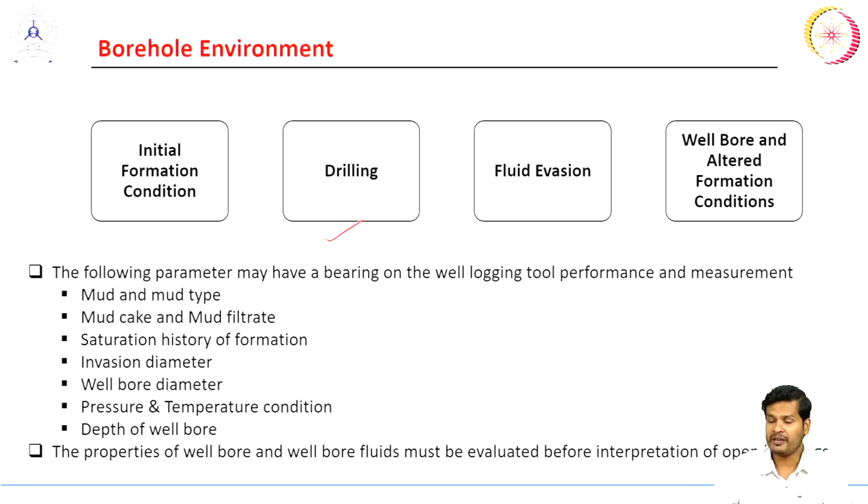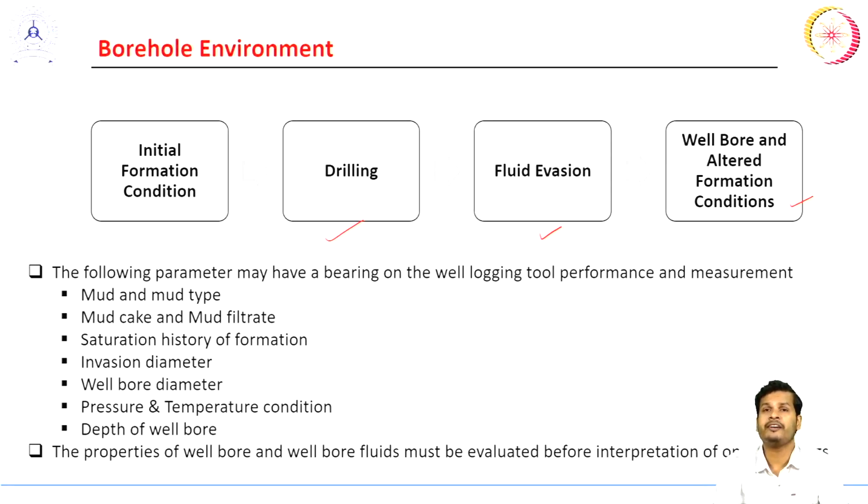The logging tool will be run after the drilling has been done. So you have started drilling. During drilling, what happens? Fluid invades. In the fluid invasion, the mud filtrate goes inside the formation. When the mud filtrate goes inside the formation, it will displace the formation fluid. So formation water or oil will be displaced, and our wellbore and formation condition will be altered. So what is the current condition in which the logging records have been taken? We must understand this before interpreting the wireline logging data.